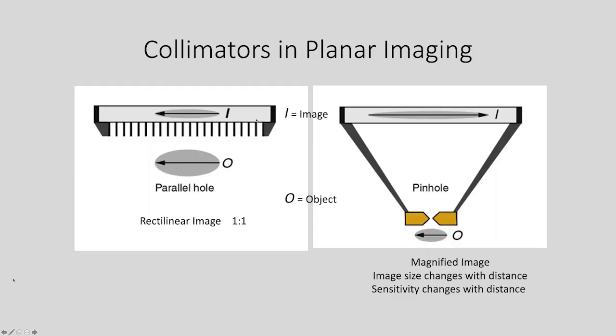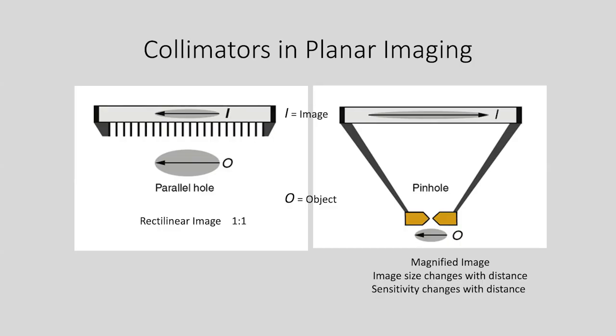Here's an example of a gamma camera detector using a parallel hole collimator. And as you can see, the object here projects on a 1-to-1 scale to the detector. So there's planar distribution. In opposition to that, if you use a pinhole collimator, the object is magnified and the image is distributed over a much larger area of the sodium iodide crystal. And this provides increased resolution at a cost, because the sensitivity changes with distance.